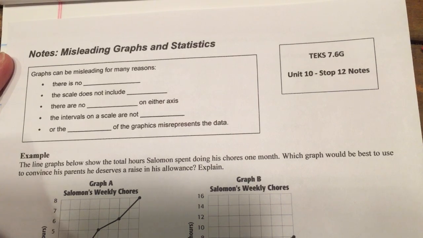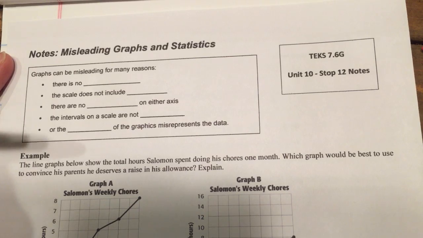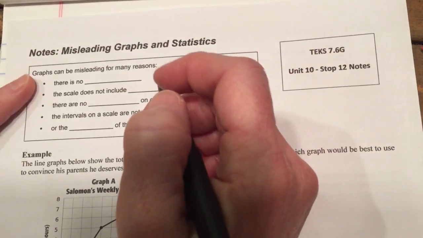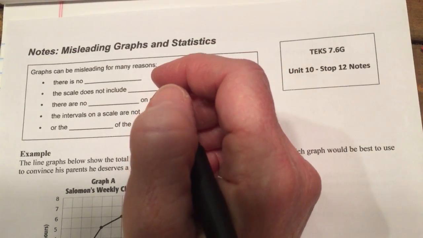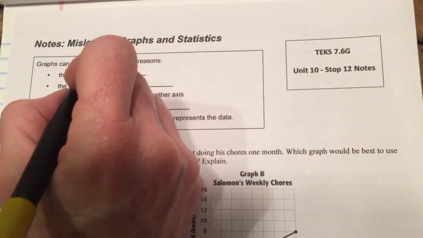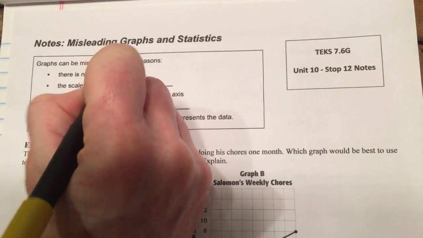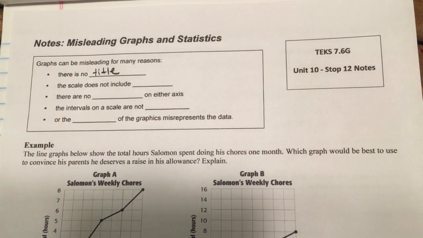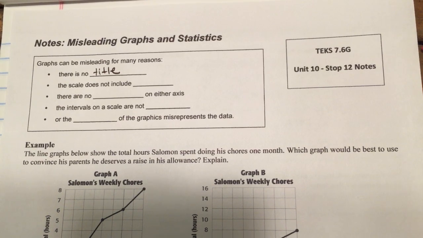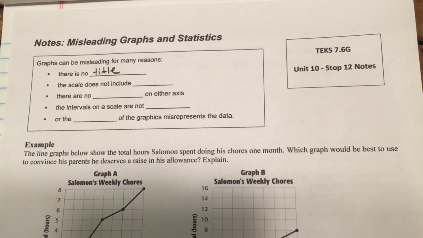A lot of times advertisers make their product look better than it really is so that you'll buy it. Well, that can happen with graphs and statistics as well. So here are some things you want to look out for in a graph. Graphs can be misleading for many reasons. Here are some. There's no title, so all the information hasn't been given to you. It may look good, but you may not know what the sample is all about.